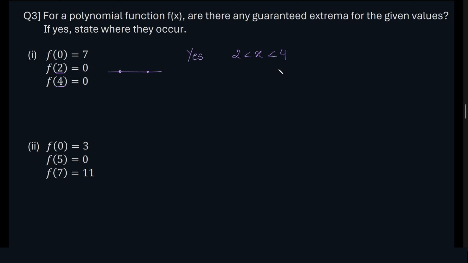less than 4. In the second sub-question, the function is 0 only at x equals 5. Since we only have one 0, this doesn't guarantee any extrema.